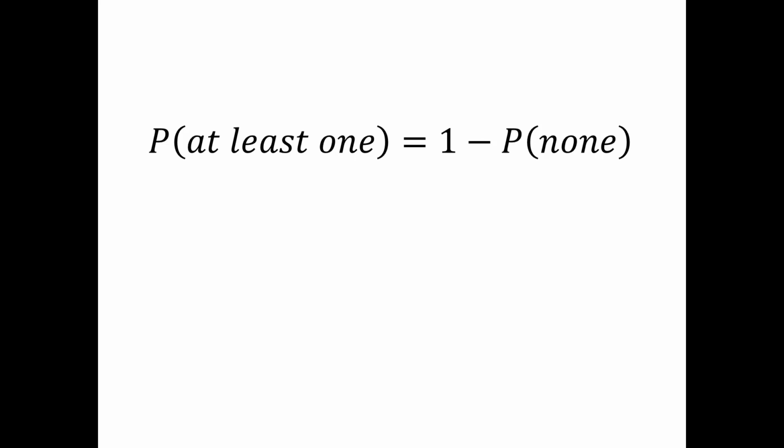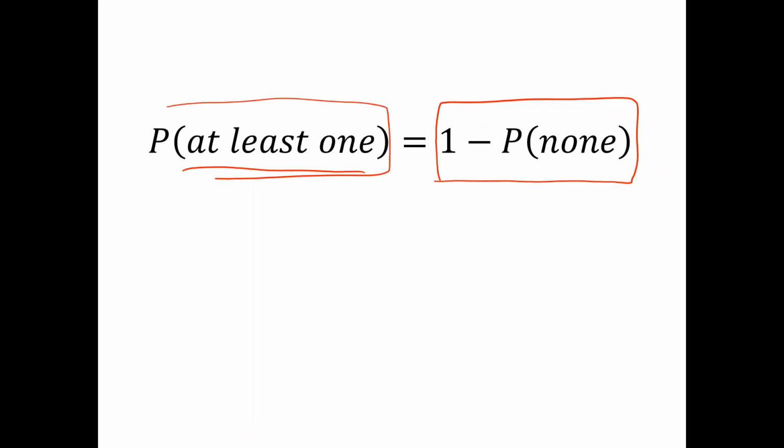So the formula is probability of at least 1 equals 1 minus probability of none. Anytime you're doing a problem where it says probability of at least 1, you're going to be using this formula, and you're going to write 1 minus probability of none. So in other words, to figure out the probability of at least 1, you're going to have to figure out probability of none first.